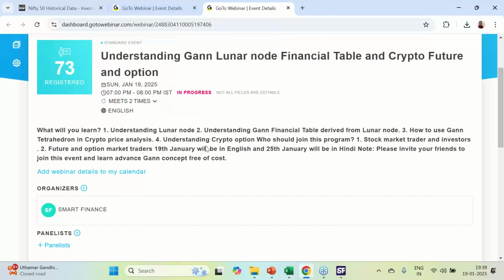So that is how you should use the Gann tetrahedron in crypto price analysis, because crypto, or you can say the tetrahedron, also follows the lunar node concept in some way or other. So that is what I have told you.